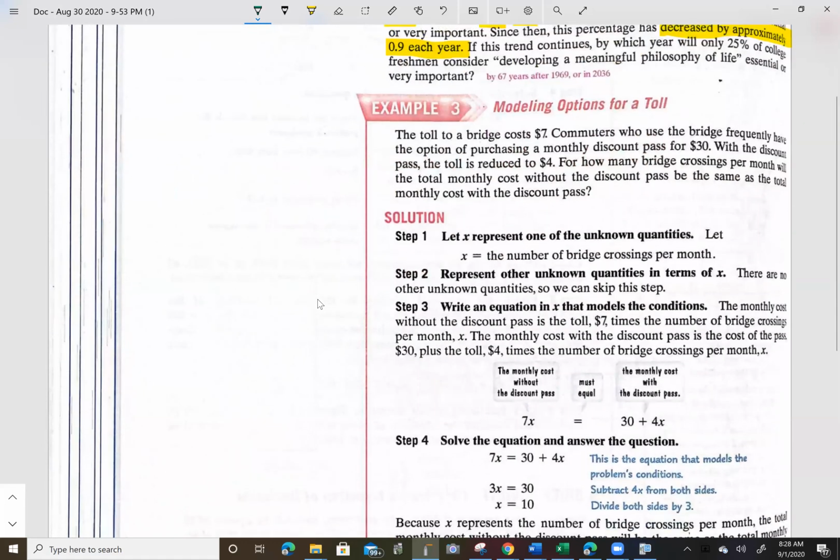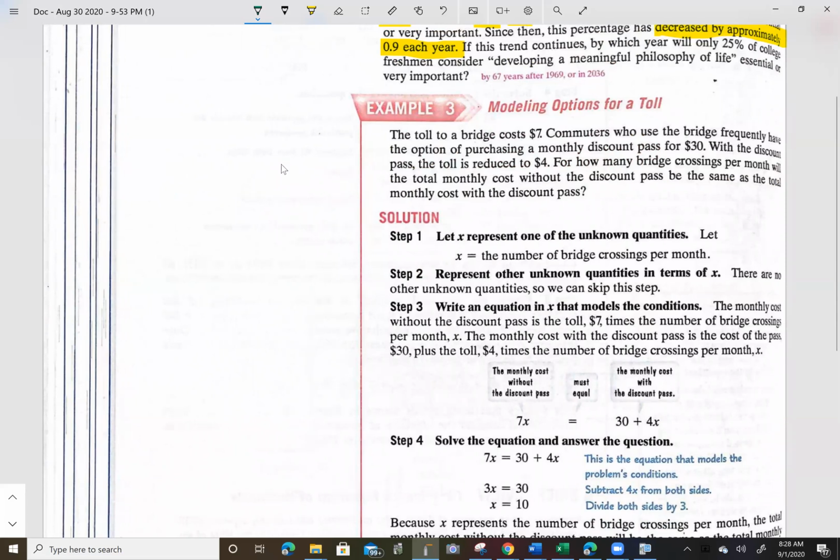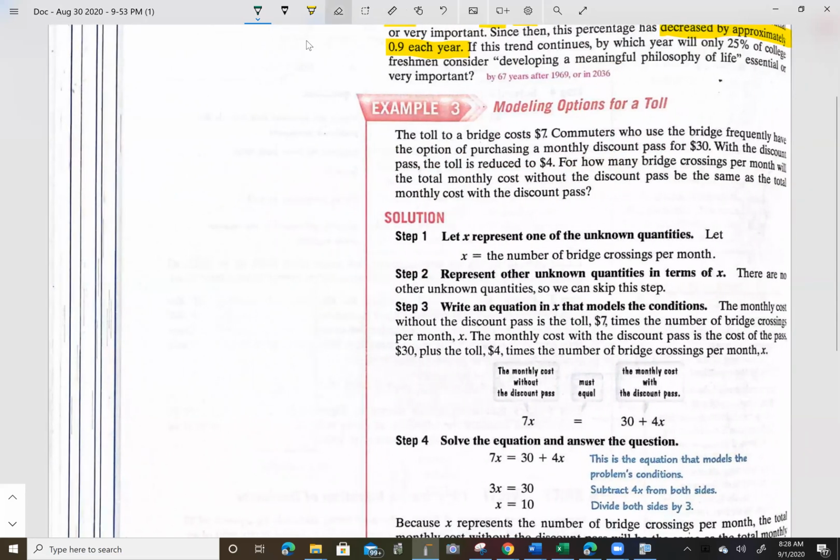Example 3, modeling options for a toll. Oh, this makes me so mad about I-25 having a toll when we're all paying for the upgrades. The toll, so which means, you guys, that we're all paying for the upgrades through our taxes, but only people who can afford a toll will actually be able to use that new part of the road. That just toasts my buns.